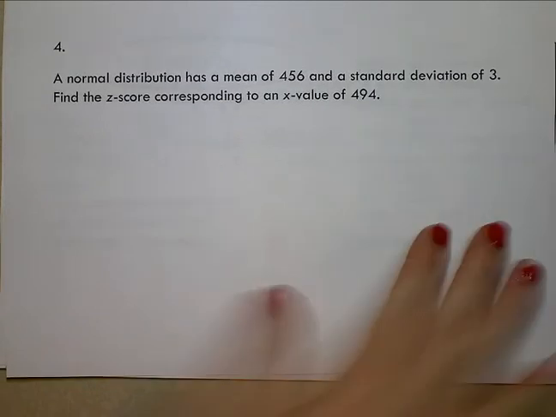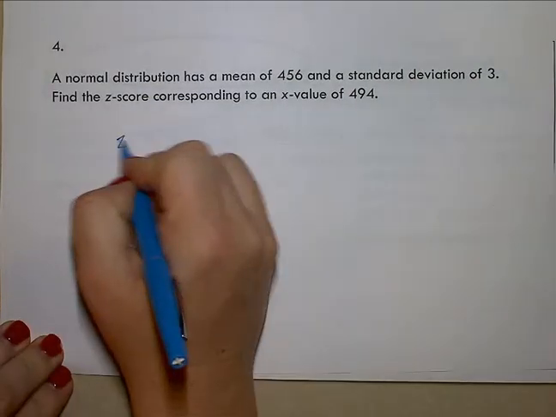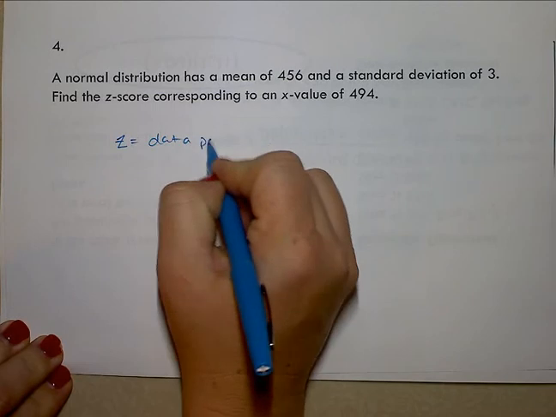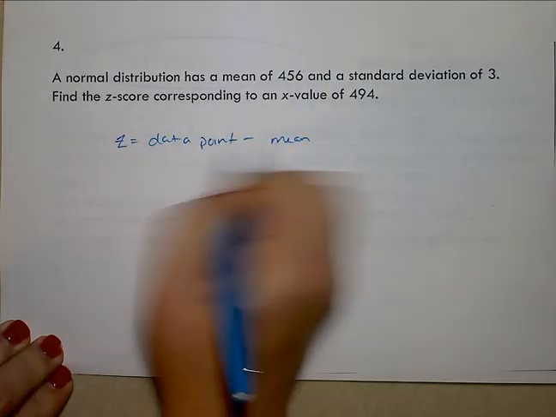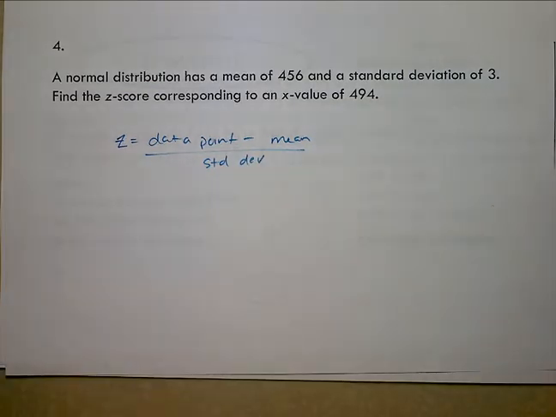This is a very simple concept, but a lot of you probably have forgotten how to find the z-score. A normal distribution has a mean of 456 and a standard deviation of 3. Find the z-score that corresponds to an x value of 494. So your data point is 494. This is probably an easy one to do mathematically. Again, you may have forgotten z-score. So z-score equals your data point, subtract the mean, divided by standard deviation. Data point, subtract mean, divided by standard deviation.